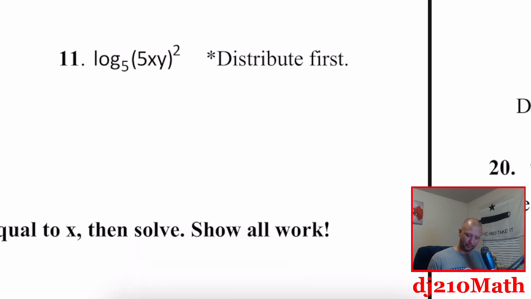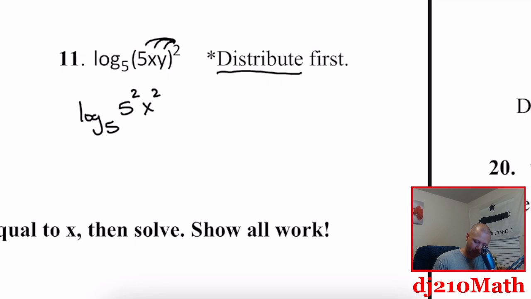Okay, so I'm not sure if I agree with this, but I get what they're trying to say, right? Distribute first. Really, what you're doing is applying the square to each of these. I guess it is a type of distribution, but you apply the power to everything that's inside the parentheses. So the first rewrite step is going to be log base 5, 5 squared, x squared, y squared. Right?